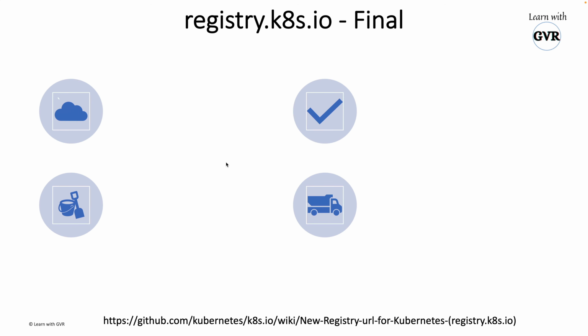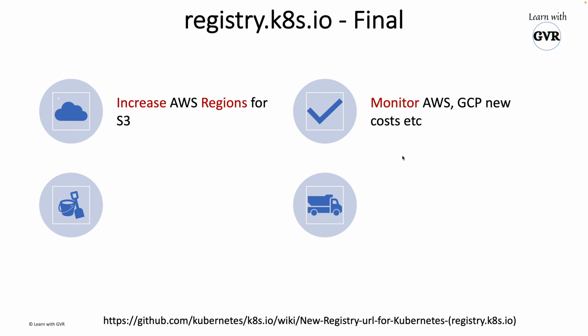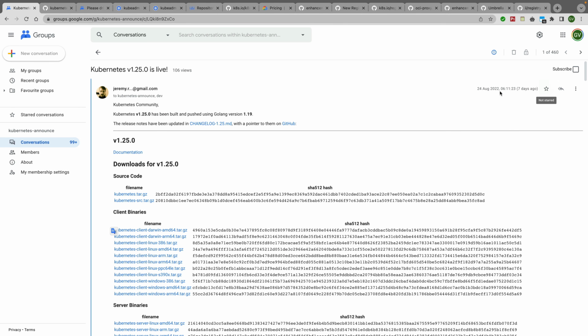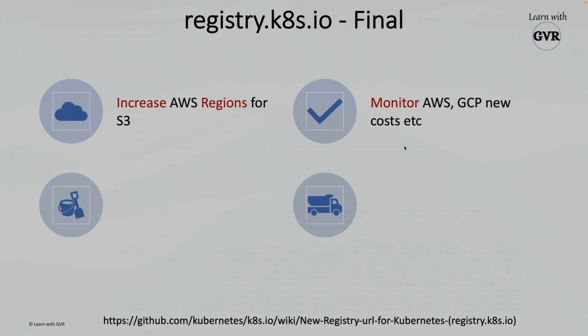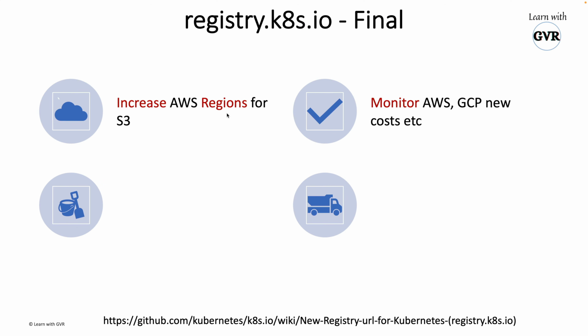Yeah, and some final words. Basically they wanted to increase the AWS regions with S3 by hosting their copies, so that it will be highly available, and Kubernetes kubeadm commands will be much faster. And also they wanted to monitor both AWS and GCP cost and how it's performing, and since 1.25 was released 1 week back, we don't know what their plan is, just to understand what they are doing with this.